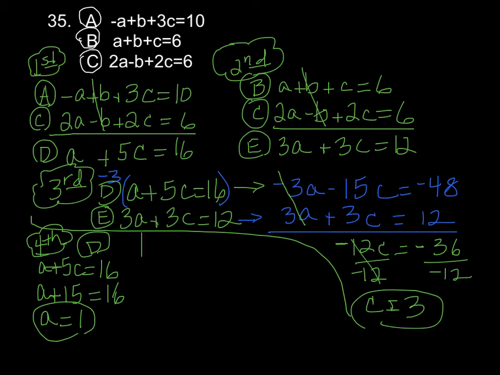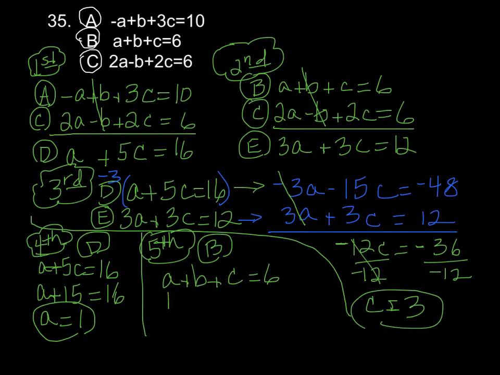Our very final step is going to be to find the variable B. So go back to the very original, the 3 white equations at the top of the screen. Pick any one that you want. I'm going to pick B because it looks easy. And then I'm going to write A plus B plus C equals 6. And I'm going to solve.